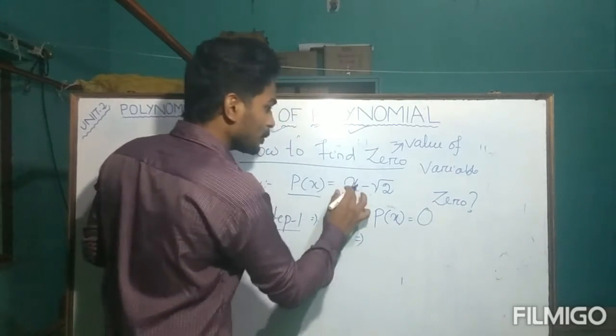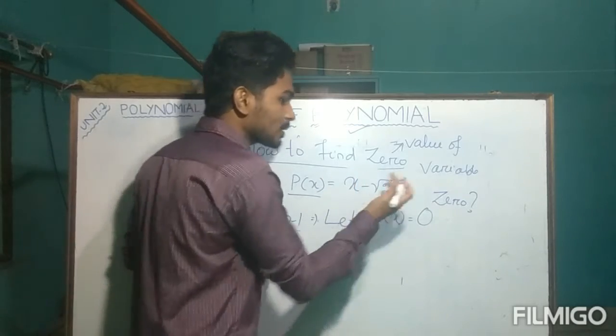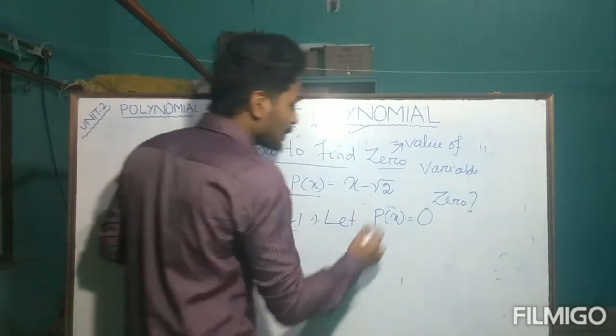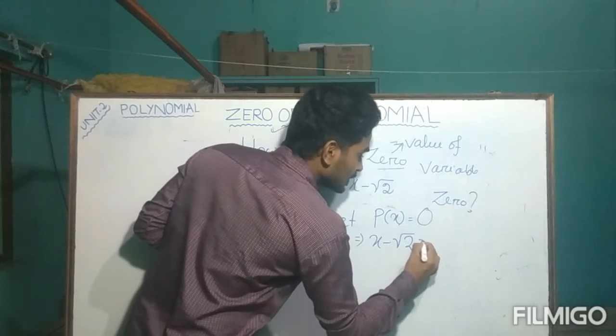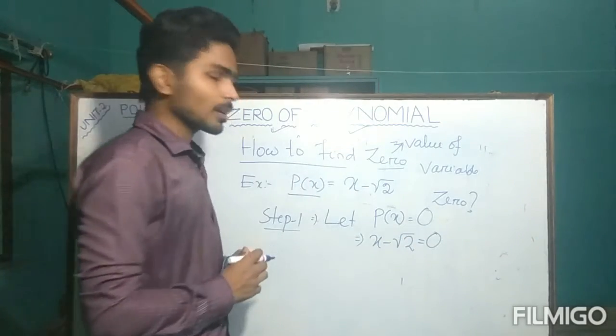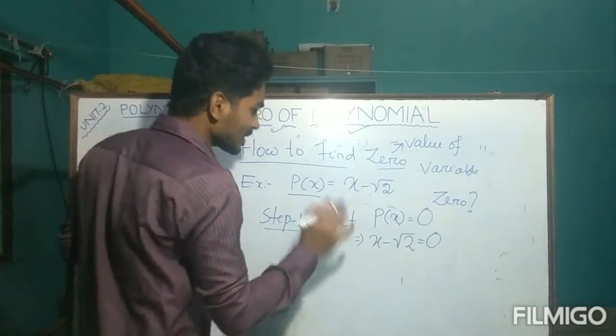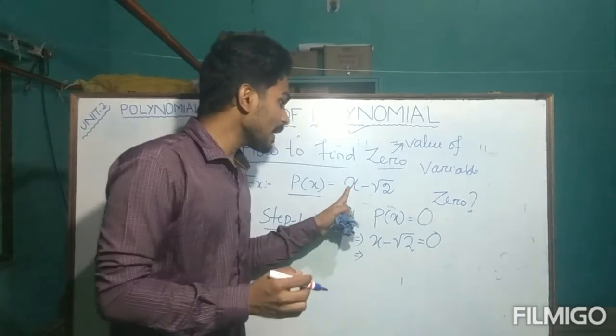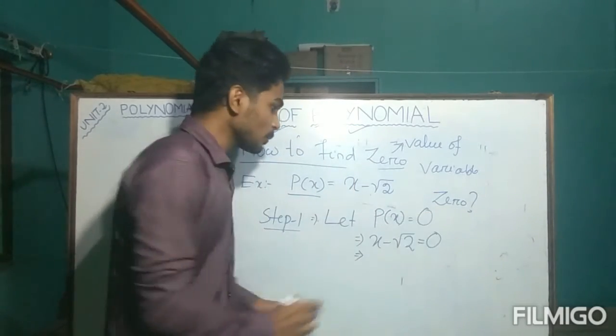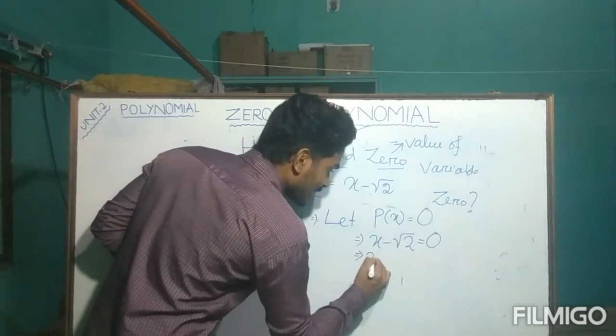So, as you know, what will be the value of p of x? In the place of p of x, you put x minus root 2 is equal to how much? 0. Yes or no? Yes. So now, what will we do? We have to find out the value of x, that means the 0. So we have to find out the value of x here.